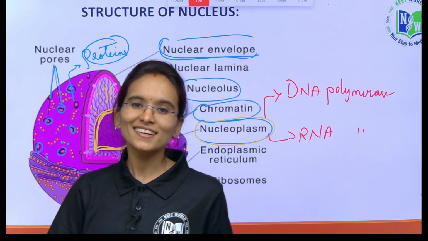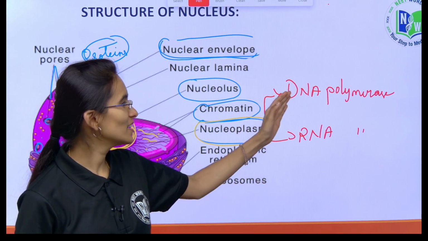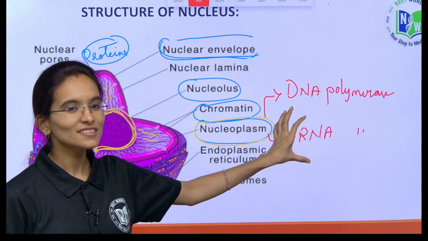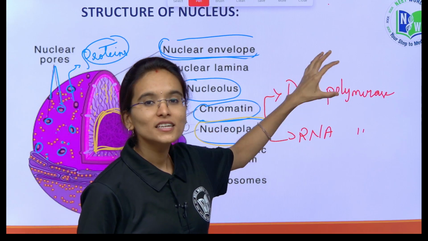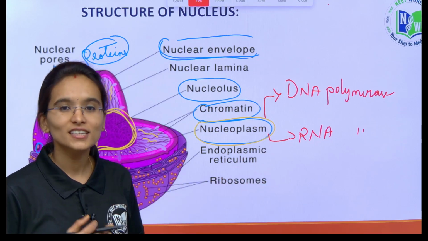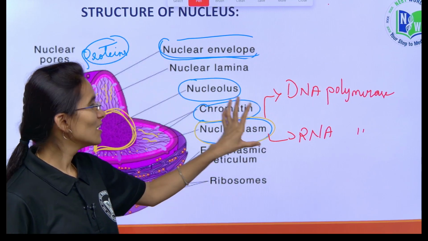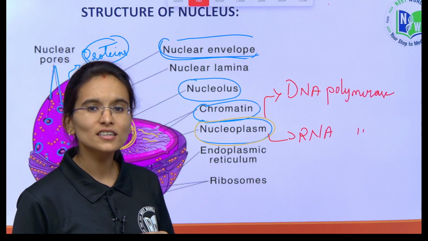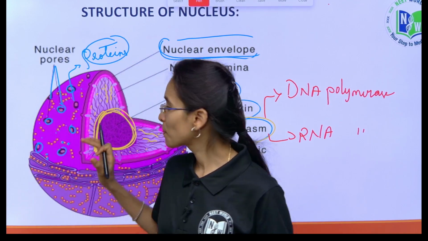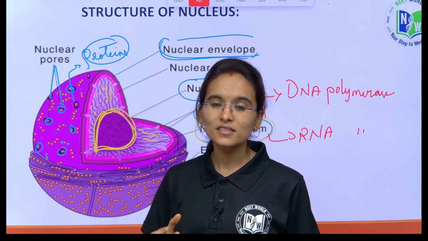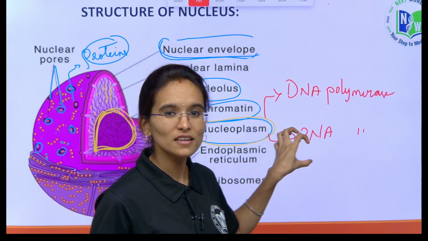So now what are these DNA and RNA? DNA and RNA are called nucleic acids. DNA means deoxyribonucleic acid and RNA means ribonucleic acid. So now the enzyme DNA polymerase is involved in making DNA and RNA polymerase is involved in making RNA. Clear? So the nucleoplasm is a semi-fluid substance present inside the nucleus, and it contains enzymes called DNA polymerase and RNA polymerase. Clear with the nucleoplasm, children?